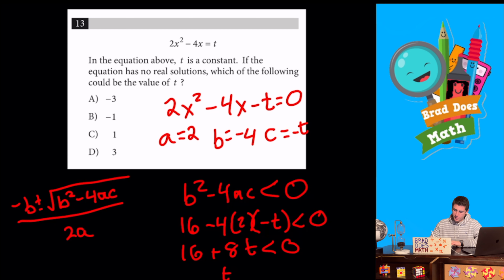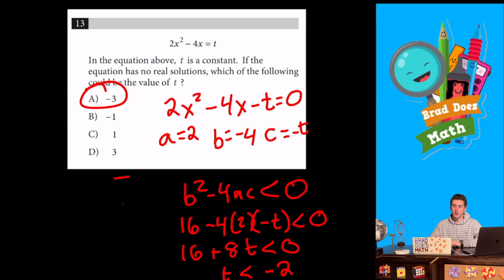And if we just rearrange a little bit, t is less than negative 2. So a has to be the answer. That's the only one less than negative 2. But there's another way to think about this, and honestly, it's kind of quicker.